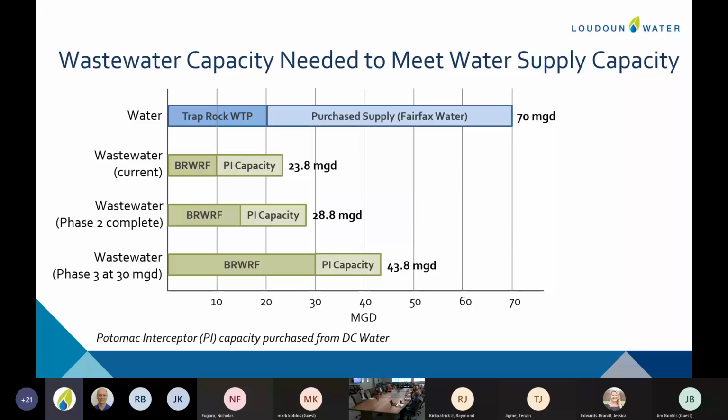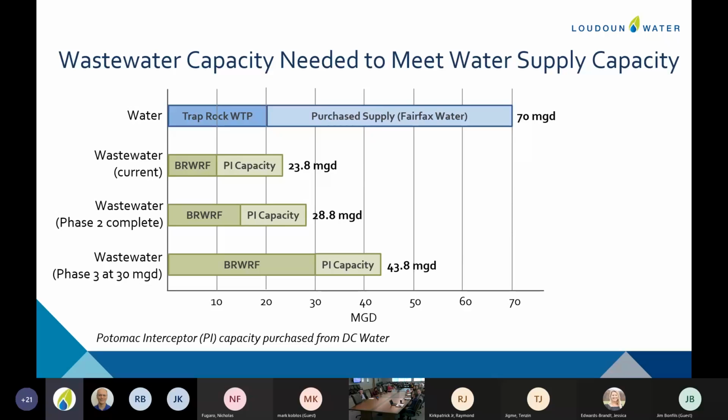Another interesting concept that we took a look at is Loudoun Water as a whole and how much drinking water we can produce with the Trap Rock water treatment plant and our Fairfax water supply. We have the capacity to supply 70 MGD of drinking water. If we compare that to wastewater with both Broad Run and our PI capacity with DC Water, right now we can treat about 24 MGD. The current expansion gets us to maybe 30, but we are still less than half of our water supply. Taking Broad Run to 30 MGD gets us up to 45. So this is an important increase.